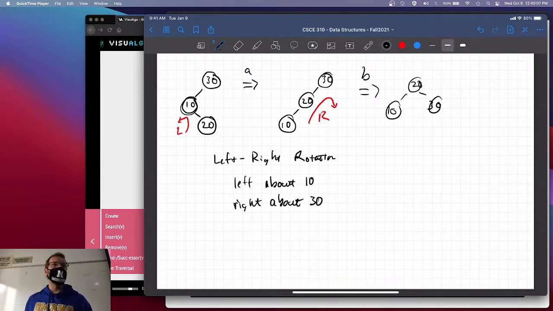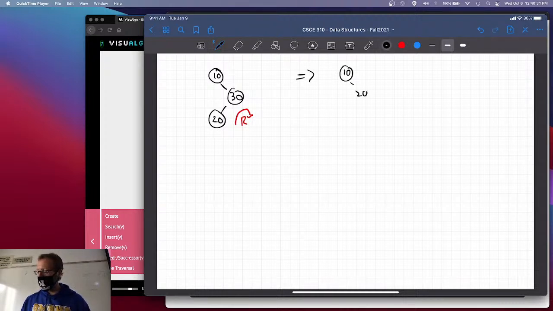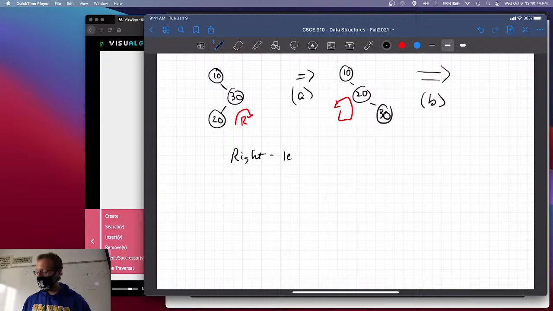What would it look like from the mirror image? What would it look like if it's skewed to the right and then to the left? So 10, then 30, then 20. If I'm going to correct for this, how would I end up doing my rotations? I do a right rotation first, giving me something that looks like 10, 20, and then 30. That's part A. And then B, I would do what kind of rotation? A left rotation. This is known as a right-left rotation.